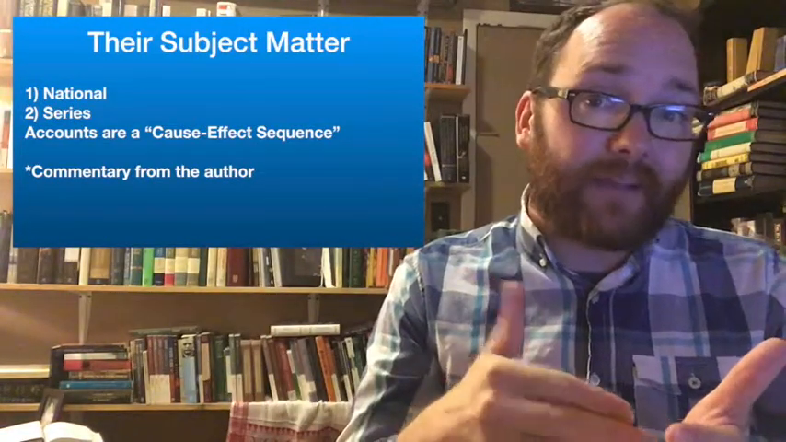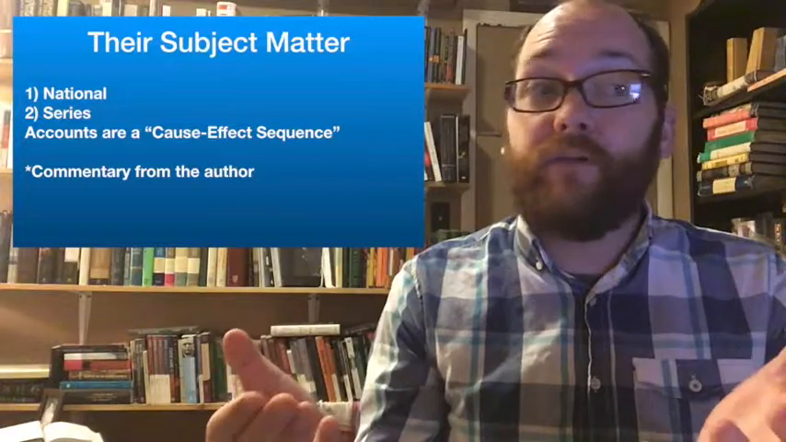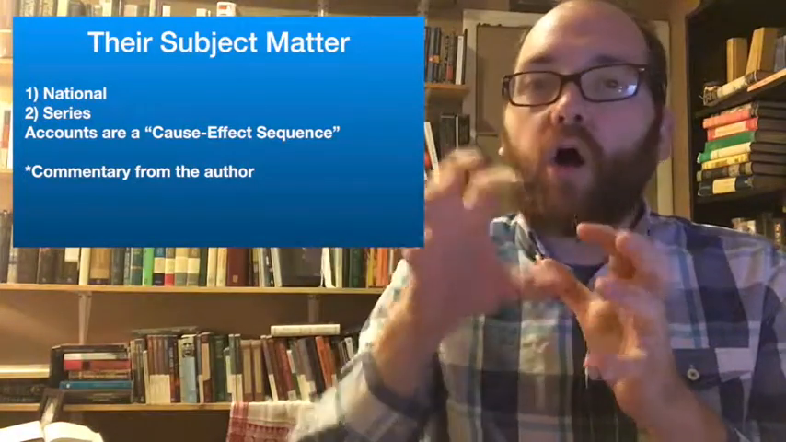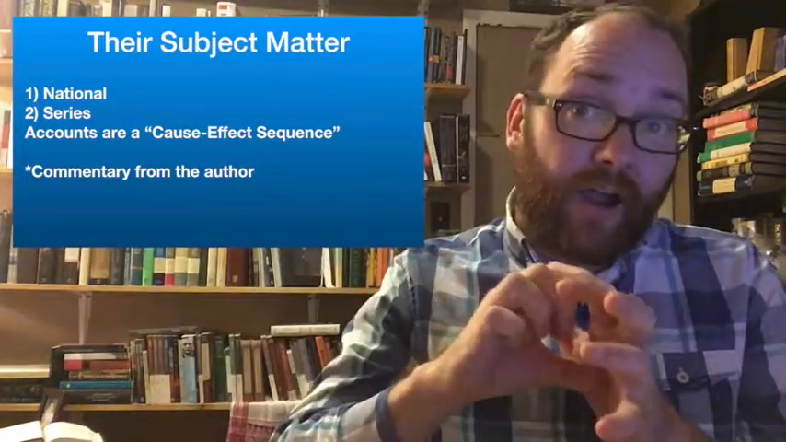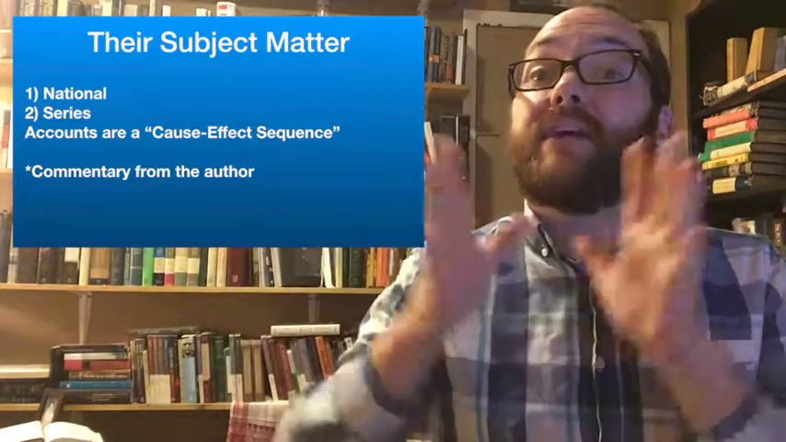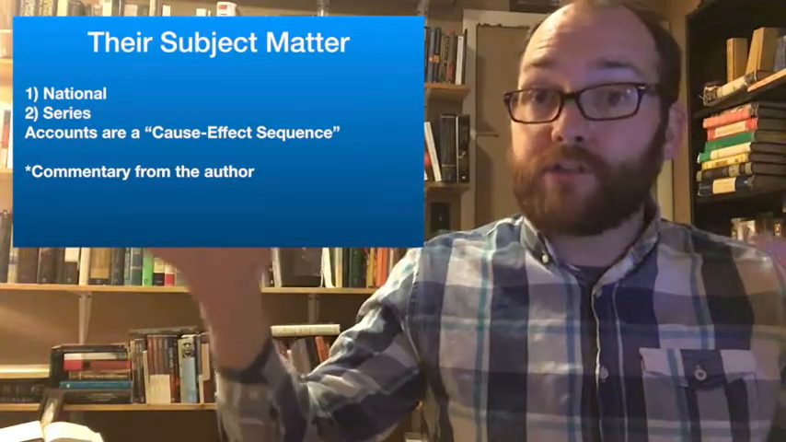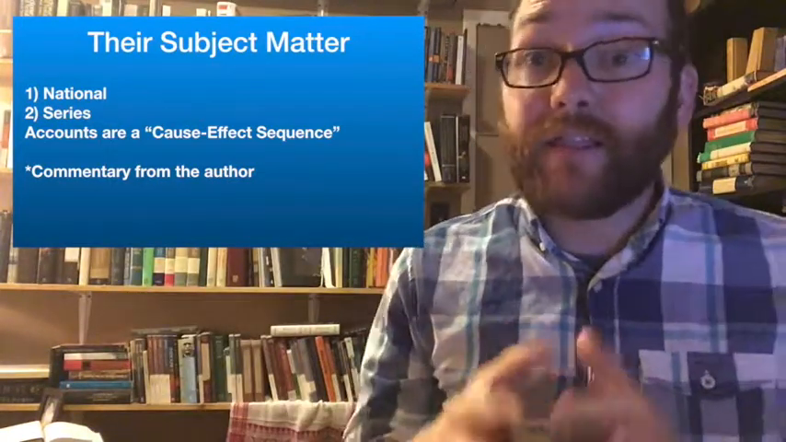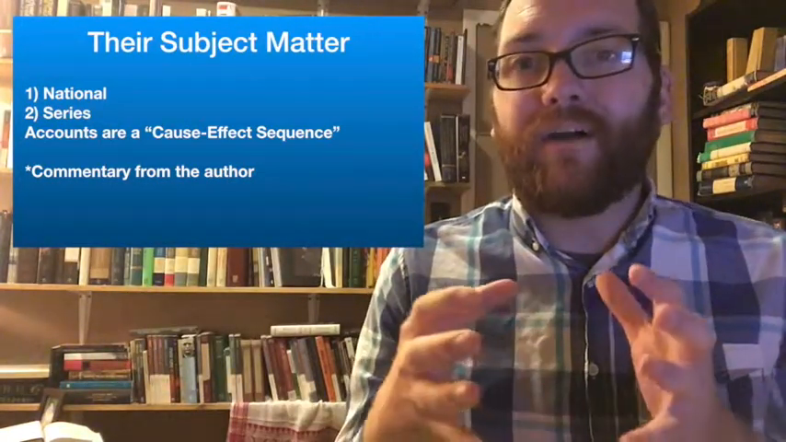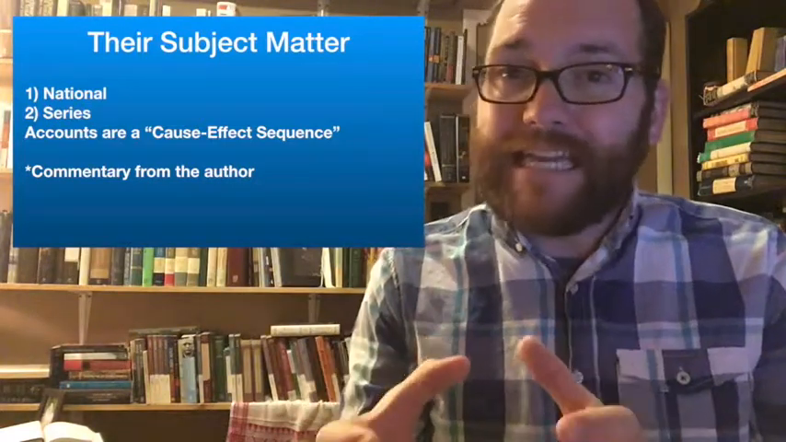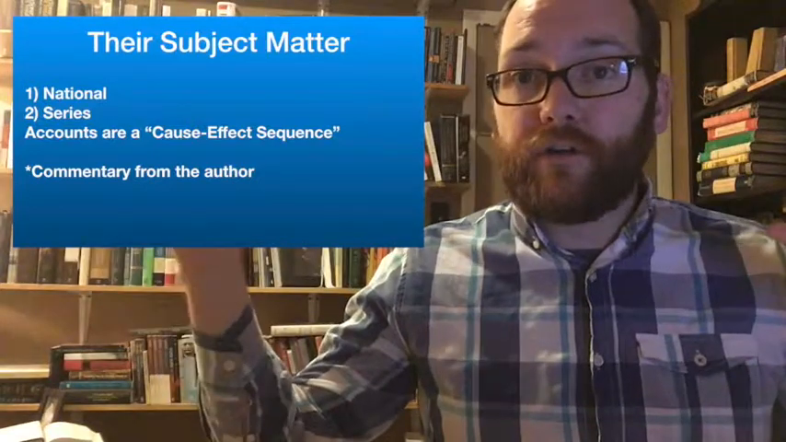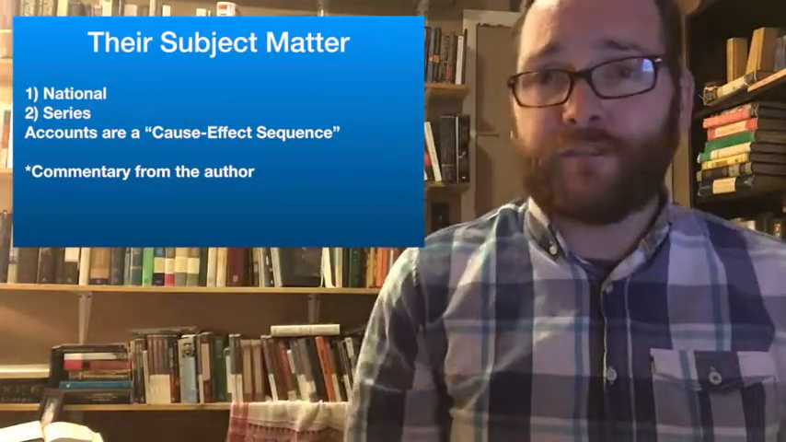The second aspect there is that it is a series, or what he refers to as a cause-effect sequence. These separate accounts of history are all connected to each other. They are a sequence because they are speaking of the larger subject matter of the people of Israel. While we might be looking at the life of Joshua or the life of King David, they are specifically in reference to the larger subject of the people of Israel.